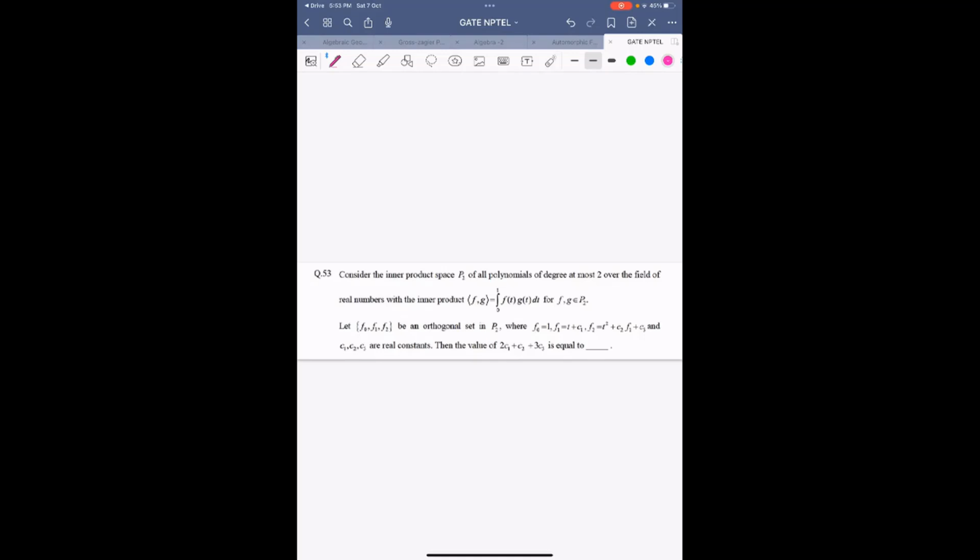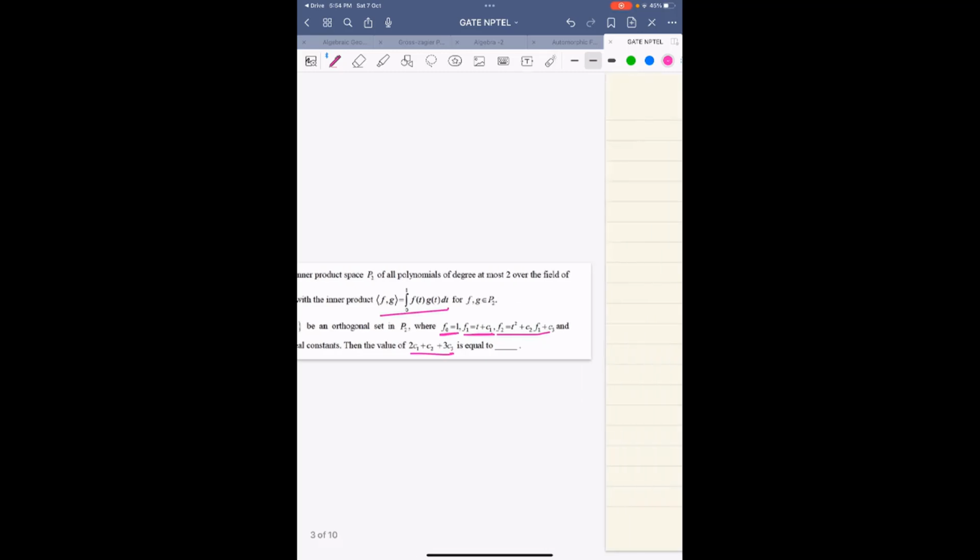Hi all, this is question number 53 from GIT 2019. So P2 is the space of all polynomials of degree at most 2 over the field of real numbers, and we are considering this inner product of integration on it, and we are given that f0 is equal to 1, f1 is equal to t plus c1, and f2 is equal to this thing, forms an orthogonal set in P2. Okay, and we want to find the value of this.